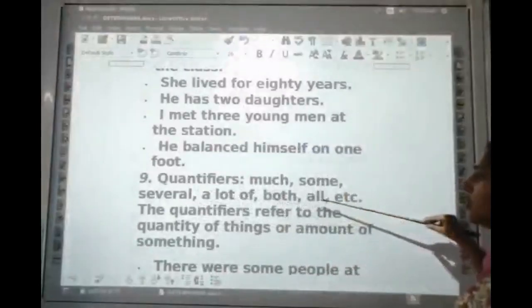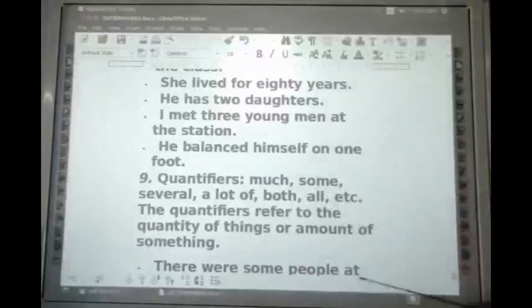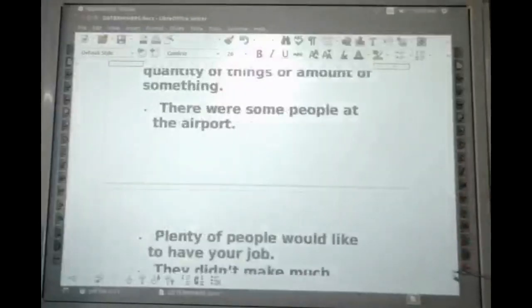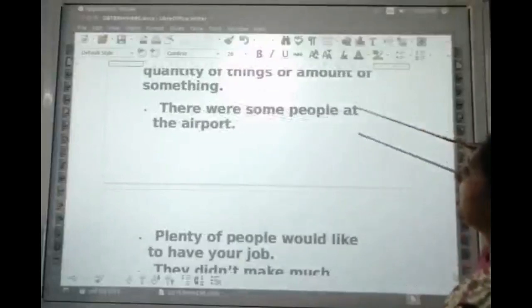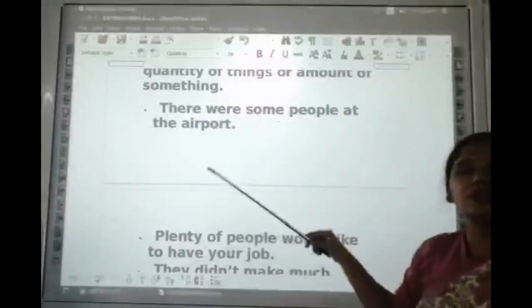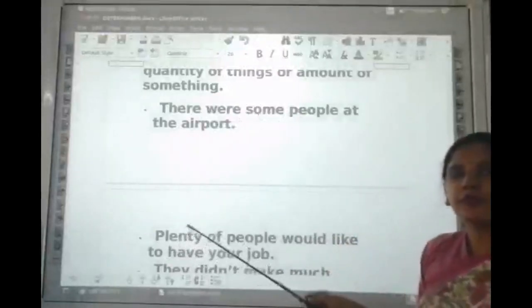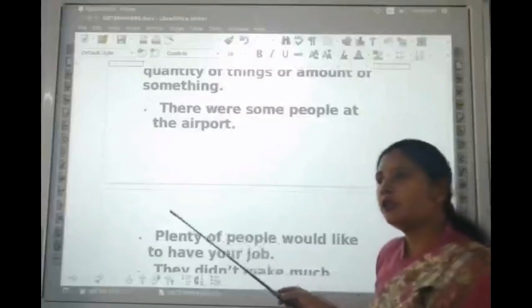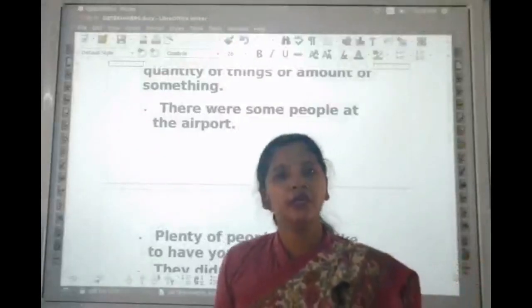Both, when everybody is known and we are talking about everyone, is called all. Let's have a look at a few examples. There were some people at the airport. Some people, not much more. We are not able to count them. That's why we are showing some here.